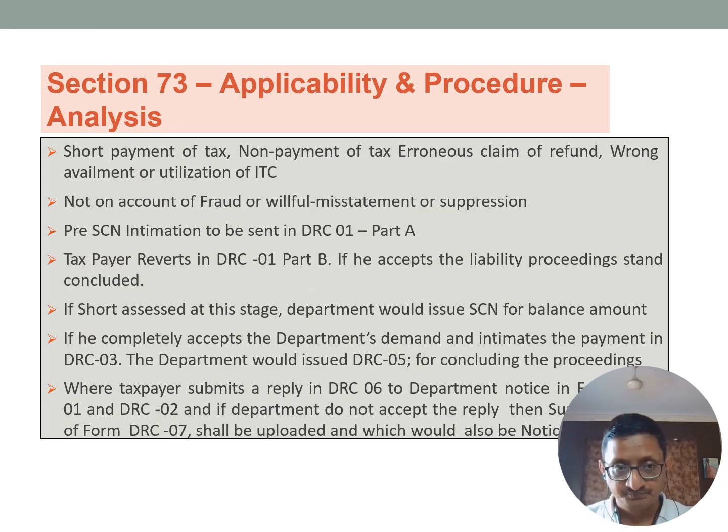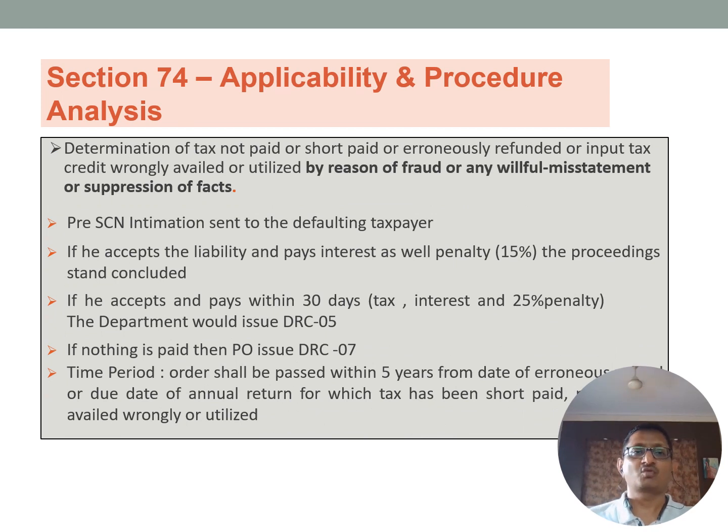Section 73 will be applicable in 4 situations where show-cause notices are issued under Section 73. What are the 4 scenarios? Short payment of tax, non-payment of tax, erroneous refund, and wrong availment or utilization of ITC. Under these 4 heads, a Section 73 notice will be issued to the taxpayer, and a Section 74 notice will be issued in the case of fraud.